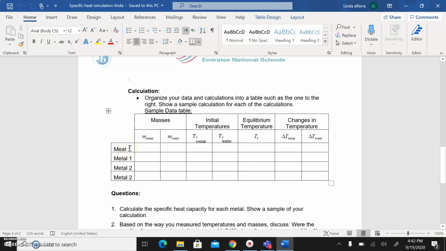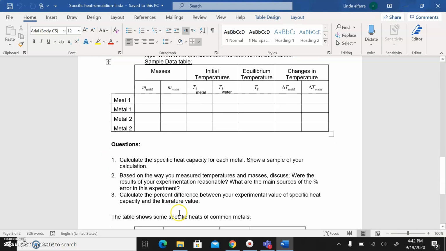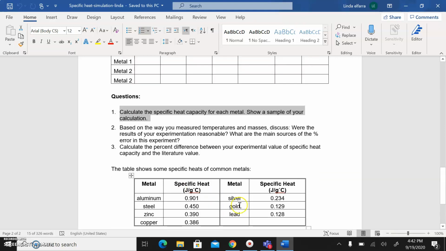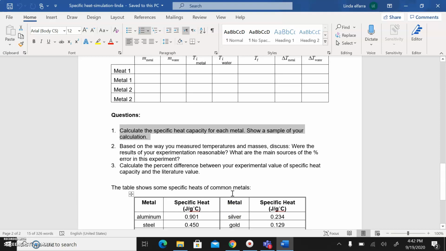I want to see your calculation. You can do it for metal one. We did it for copper. You can do it for aluminium, you can do it for silver, but you have to write here the type of metal. At the end, I want to see your calculation. Show a sample of your calculation. Most of your mark, I'm not going to say all your mark, will depend on your calculation. And I put a table for you. You have to be careful because this table is joule per gram. I want you to calculate all the measurements in SI units, which means joule per kilogram Celsius.